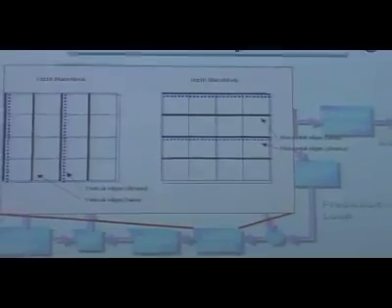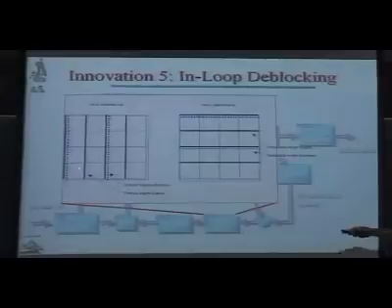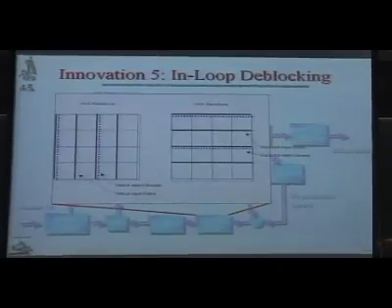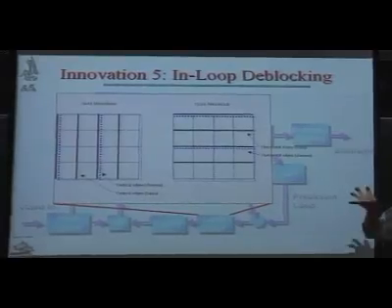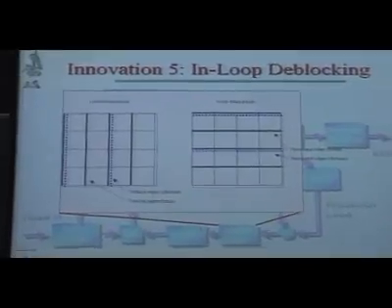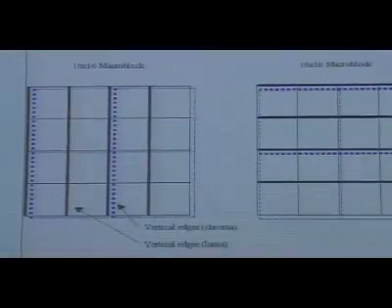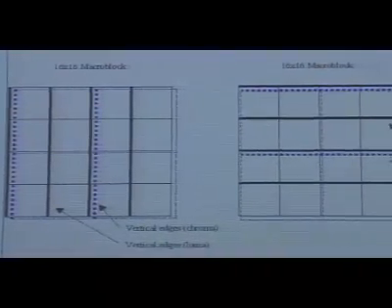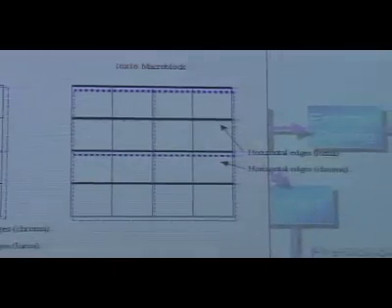Innovation number 5, deblocking filters. When you have a macroblock like this, and you do motion estimation and motion compensation block-wise, one of the problems is that when you concatenate these blocks together in the decoder, there's a mismatch. There's a blocking artifact. We saw blocking artifacts yesterday, didn't we? Right, just for image coding, but it's similar.